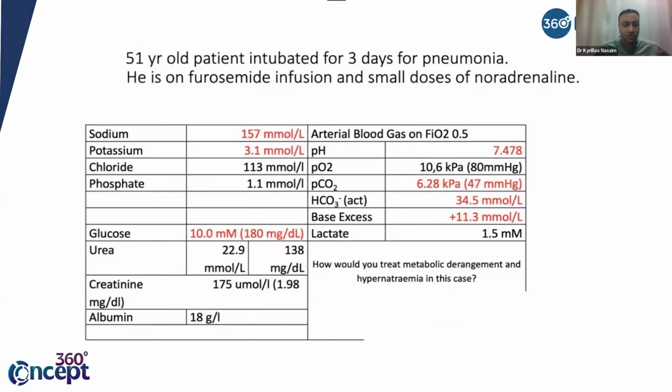Here, the sodium is high and potassium is low. Chloride is normal. Glucose is borderline normal high. Urea is normal. Creatinine is high. Albumin is 18. pH is high, and there is no hypoxemia. CO2 is high. Bicarb is too high. And what would be your answer for this question? Next slide, please.